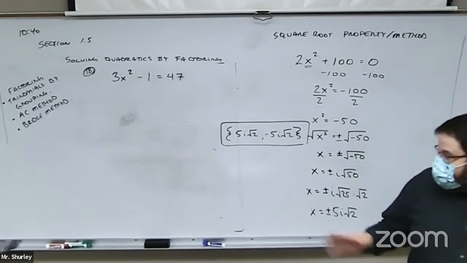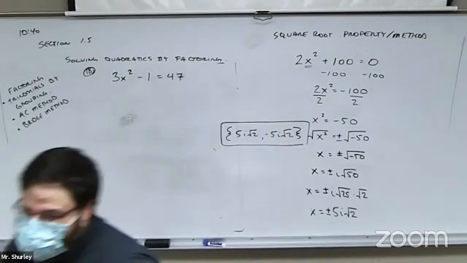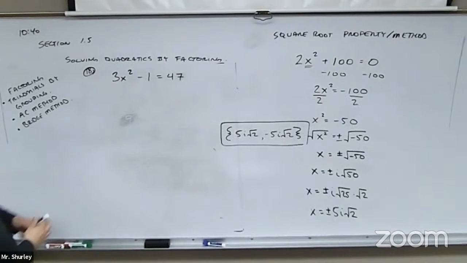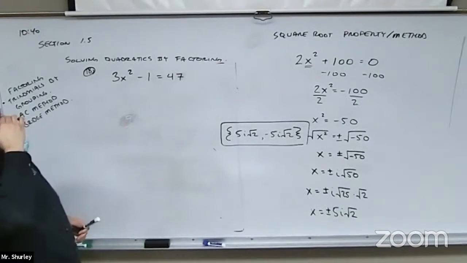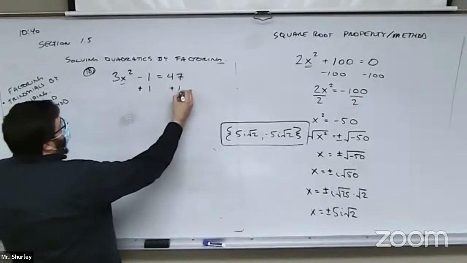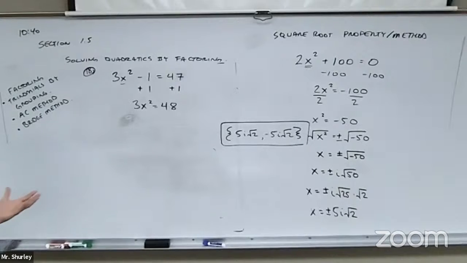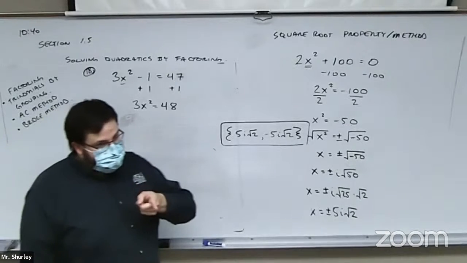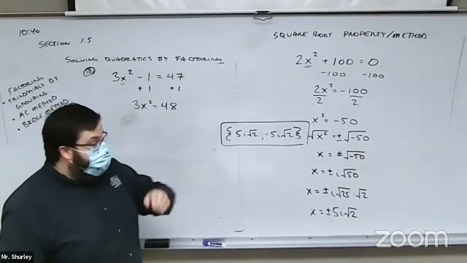I'm a little confused. That's okay. Let's work this through then. Remember, the goal for this one is to get the x squared by itself first, right? The one in the middle threw me off. Yeah, you got to move that one over, right? So you add the one to the other side, you get the 48, right? We good there? Okay. Divide by 3.